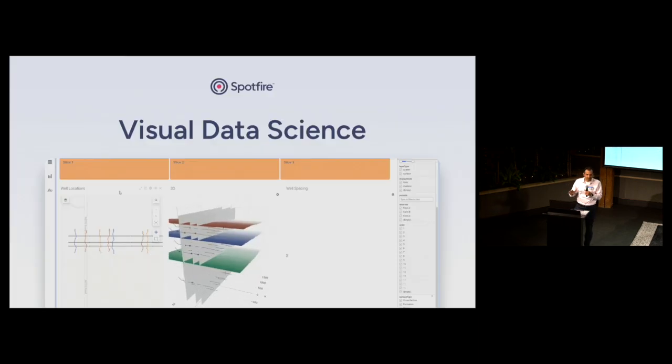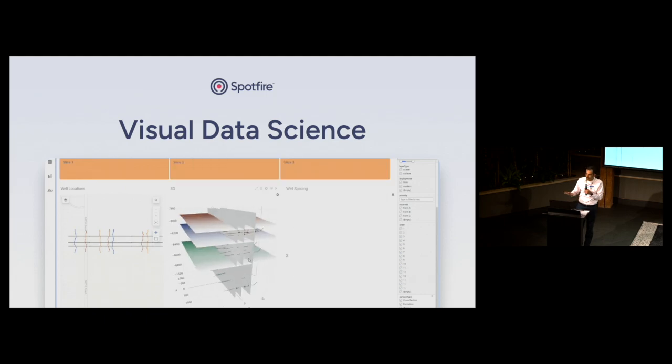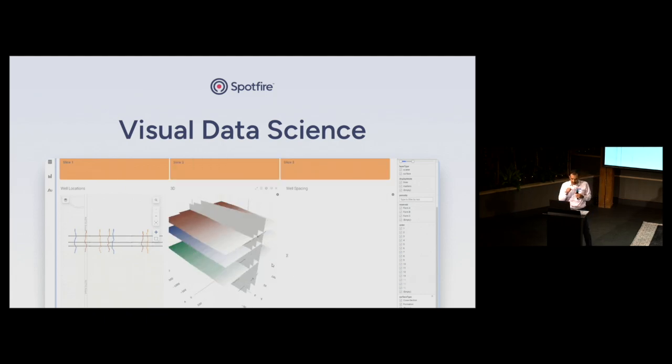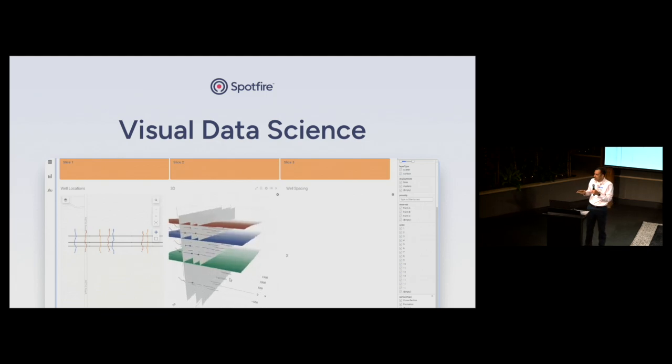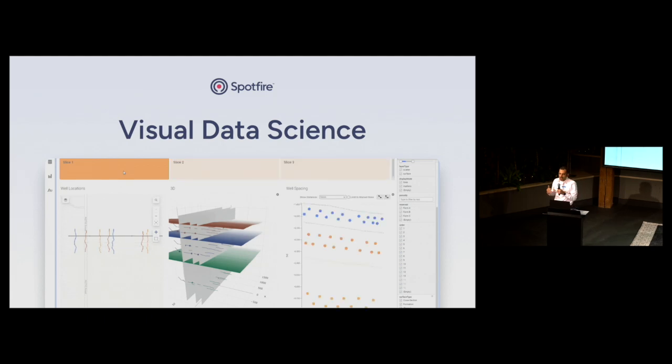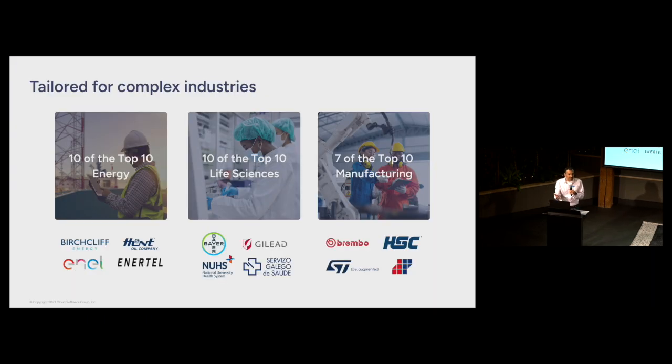So 2-3 minutes on what Spotfire does and who we are. The name of the game is Visual Data Science. It is Spotfire, a visual data science platform serving industries such as energy, life sciences, and manufacturing. Many large brand names are our customers. Some of them we don't have the permission to put on a slide like this, but pretty much any popular brand name in these industries you can think of are our customers.